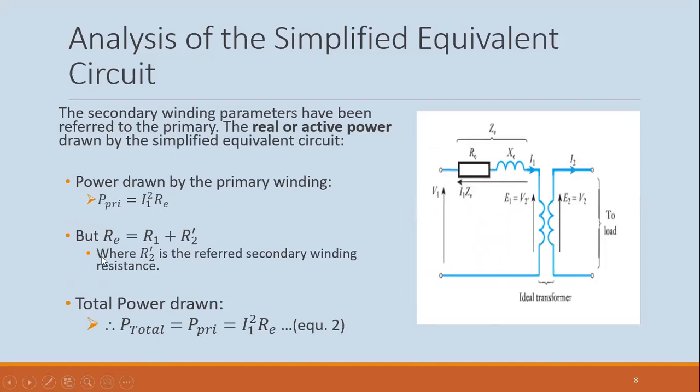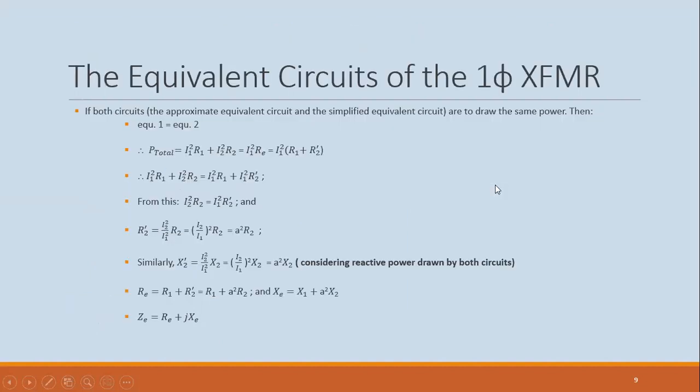So R1 plus R2 prime would be the equivalent resistance on the primary. And similarly, XE would be X1 plus X2 prime.